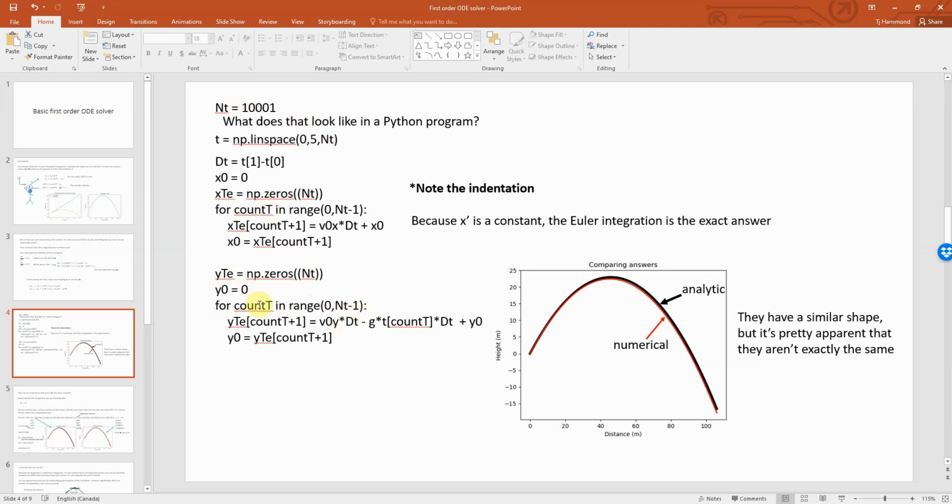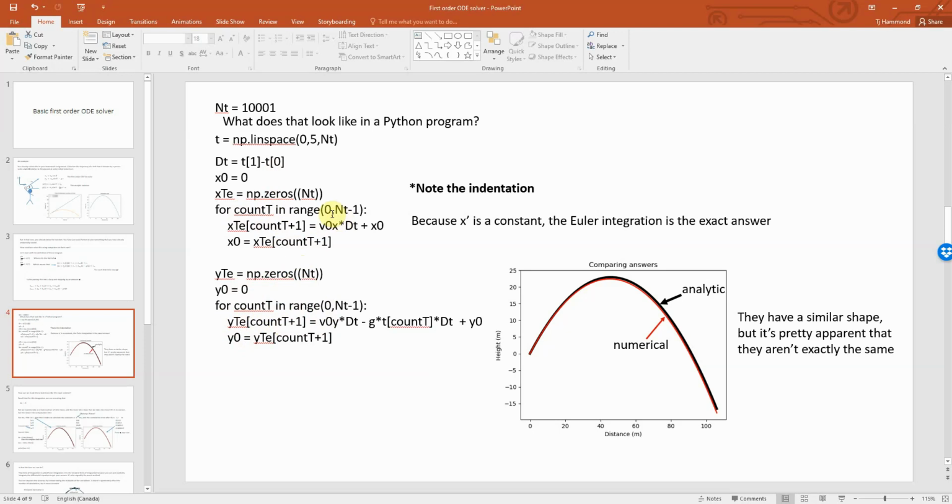We can use count t here and count t here. If you want to, you can call this count tx and here count ty to make sure that these two arrays are separate. But it doesn't matter because once we enter this for loop, it resets this counter. So yte equals count t plus 1.